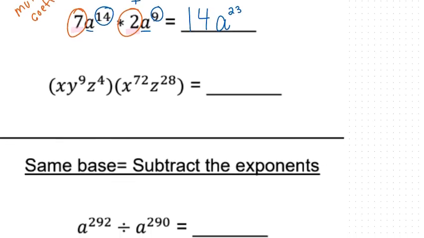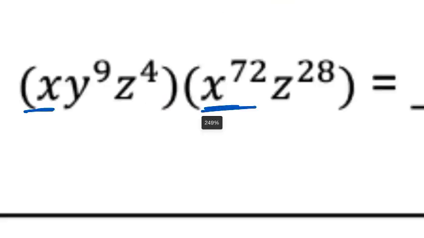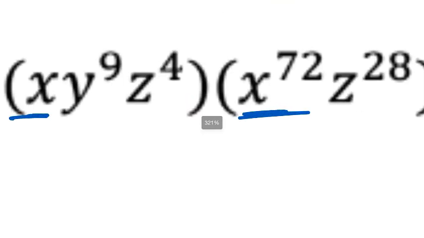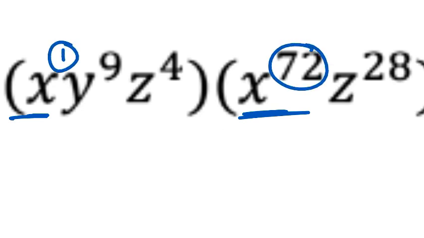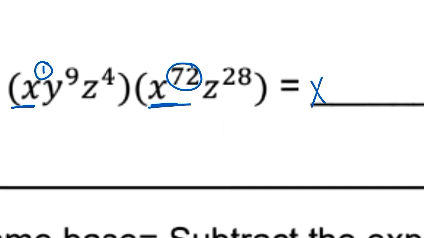Okay, next one. Looks like we got a lot going on here, but it's easier than you think. Let's look for all the same bases, like bases. So I'll start with x. X and then x to the 72. Well, what's the exponent on just an x? 1. What do I do with my exponents? Add them. 73, yeah.